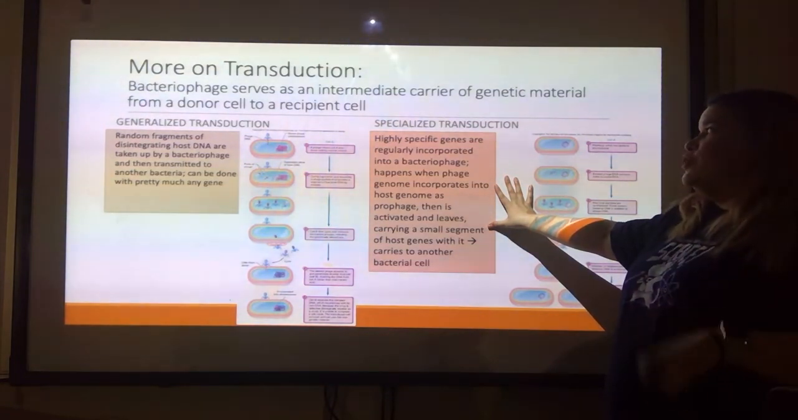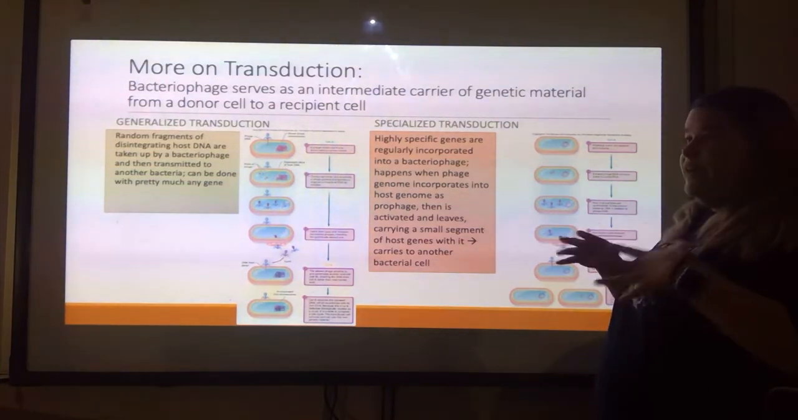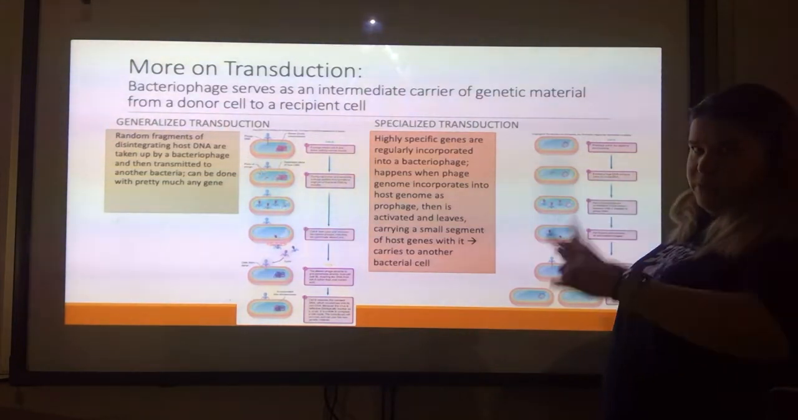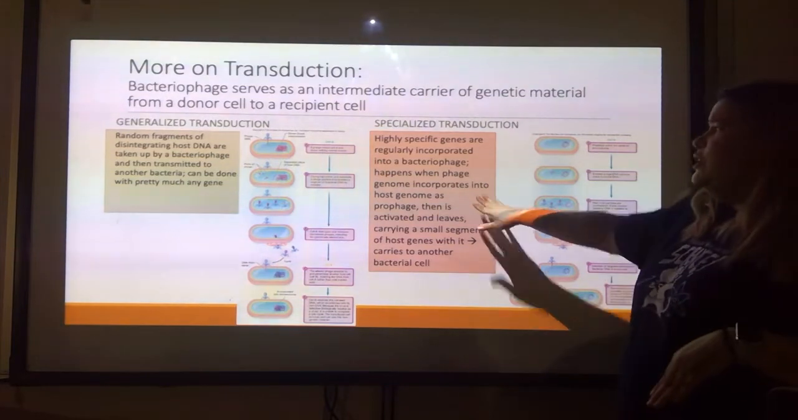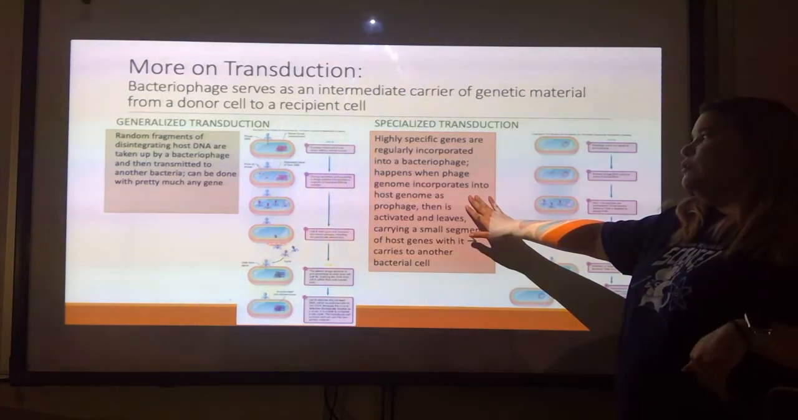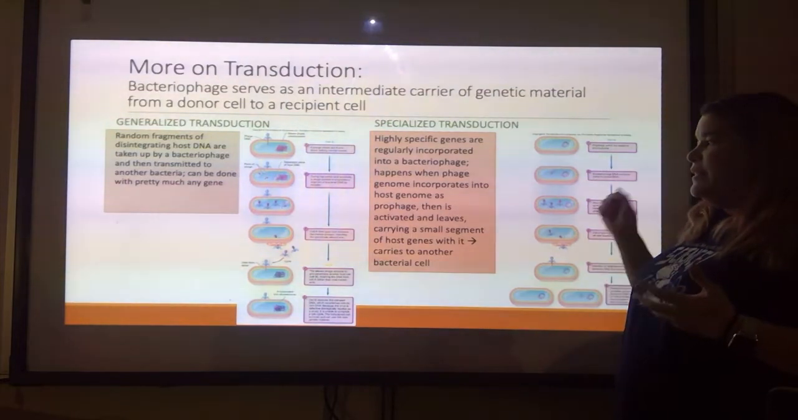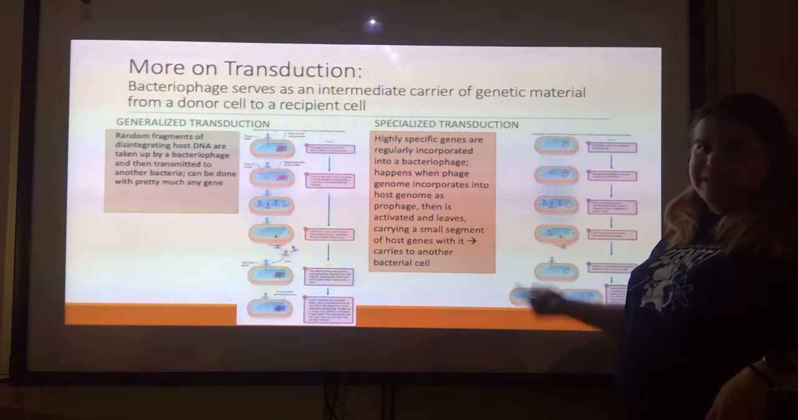Highly specific genes are regularly incorporated into a bacteriophage. It happens when the phage incorporates into the genome itself. And I'm going to blow these up so that we can look at it better with the actual figures. So the genome incorporates into the host genome as a prophage. Then it's activated and leaves carrying a small segment of the host genome with it. It carries it to another bacterial cell.